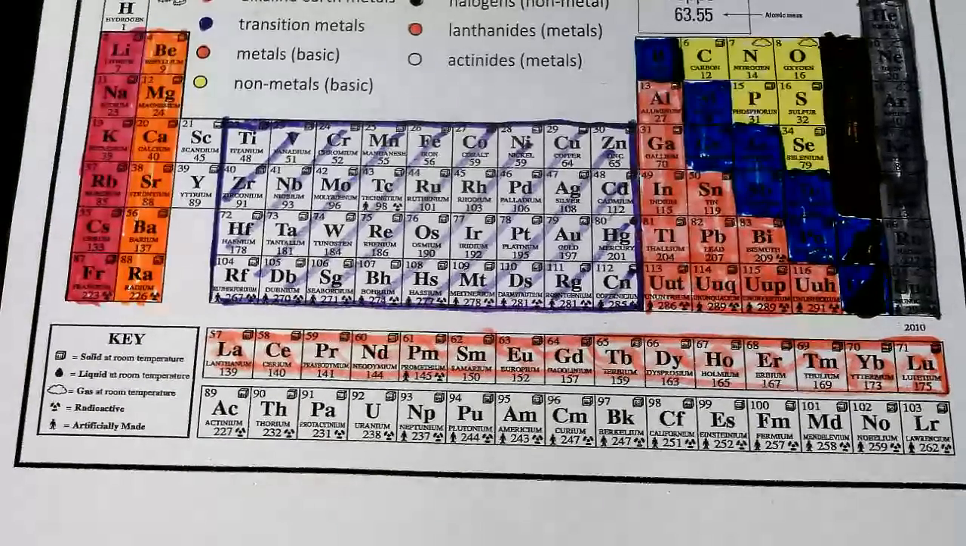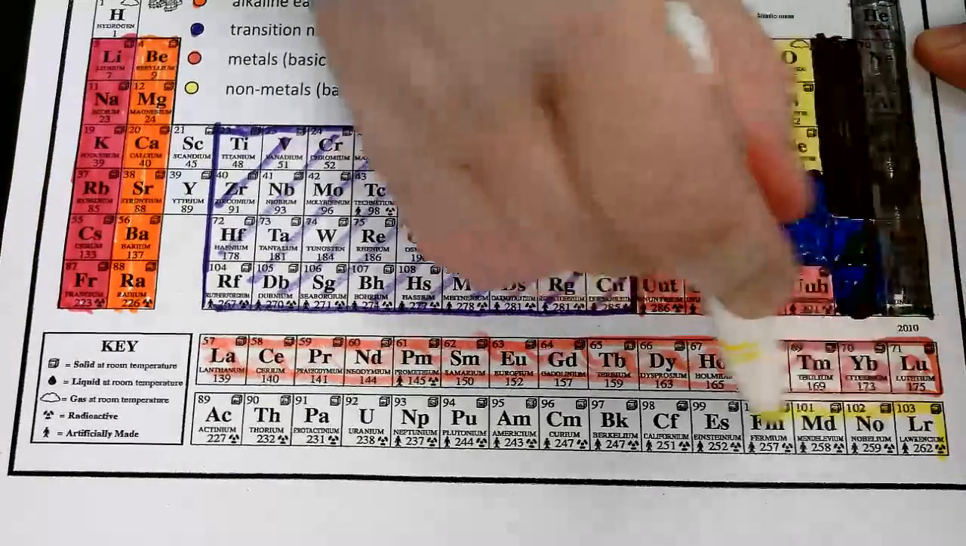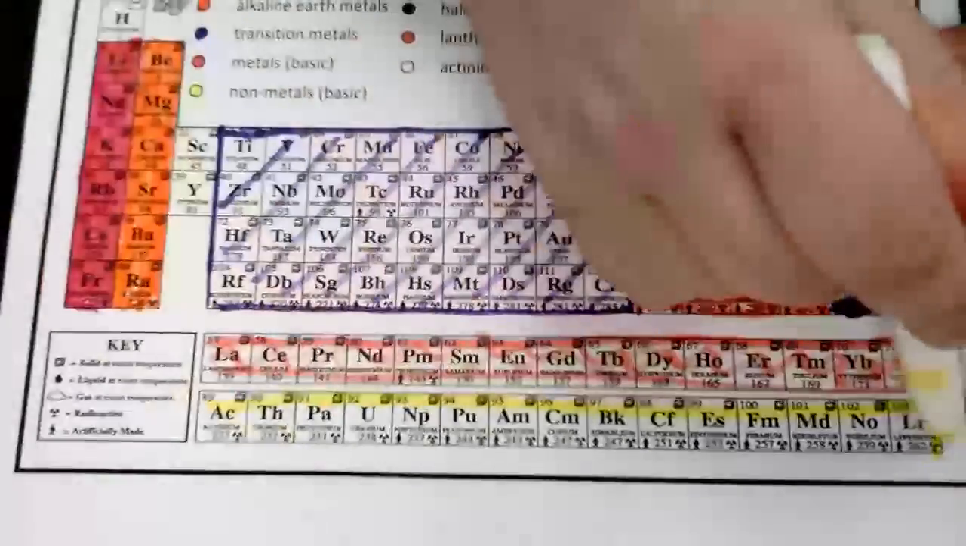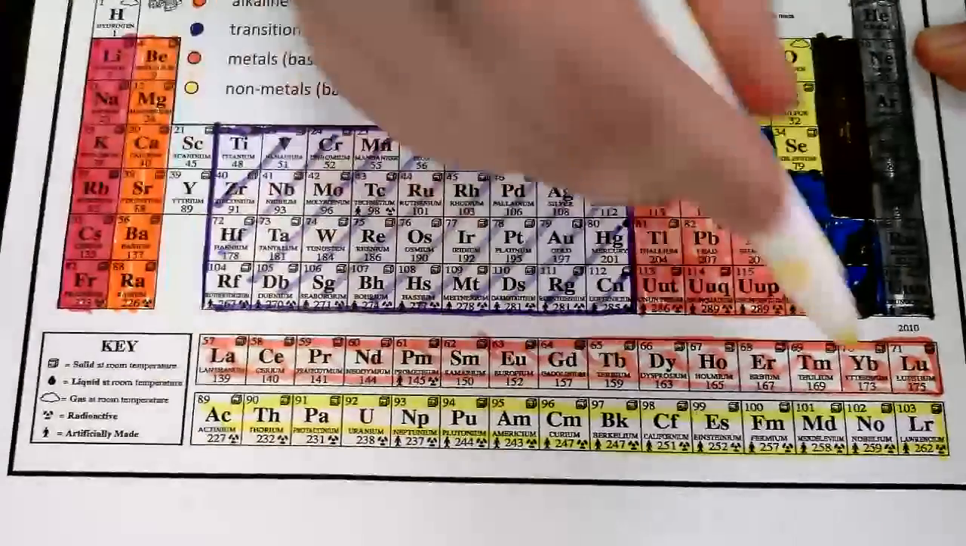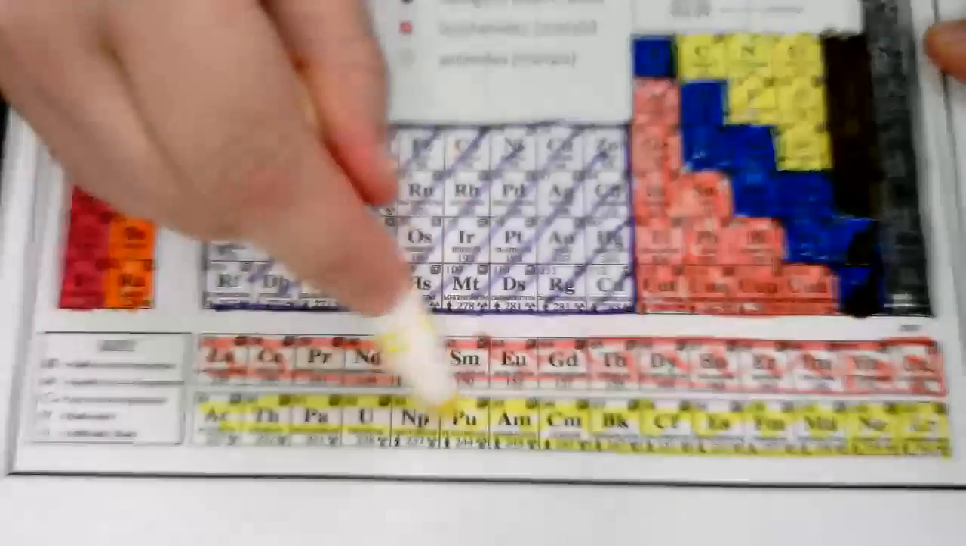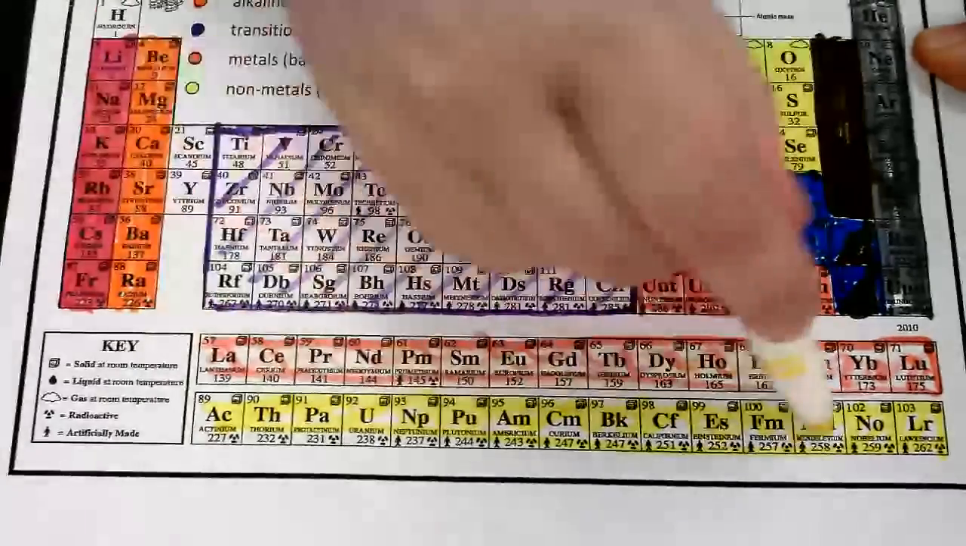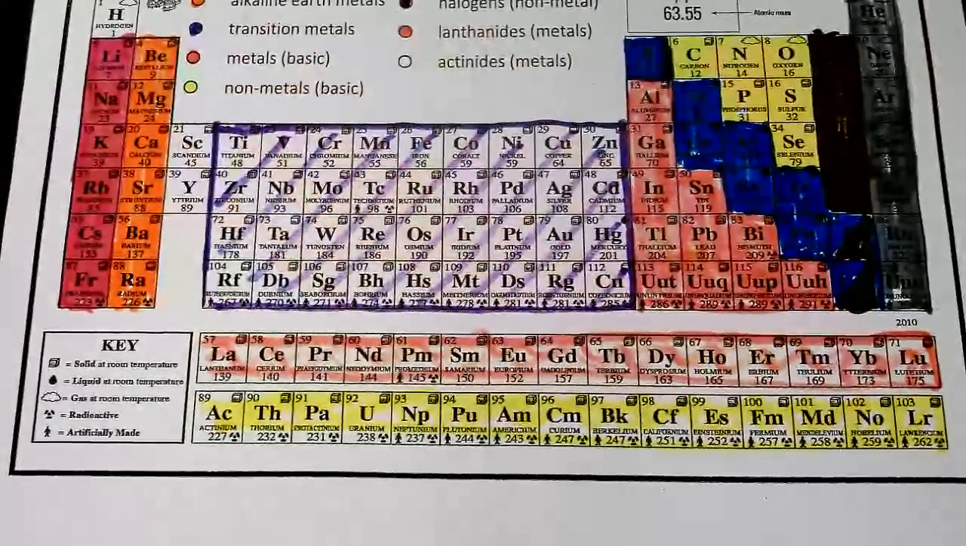And then the last group that we have, all the way down here, are your actinoids. And they don't have much in common or much use. They're just all radioactive.